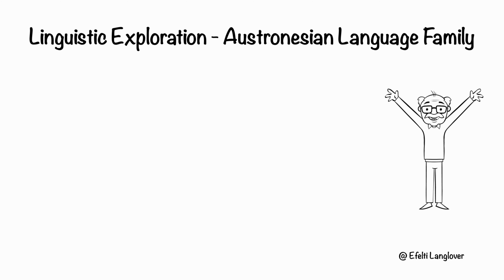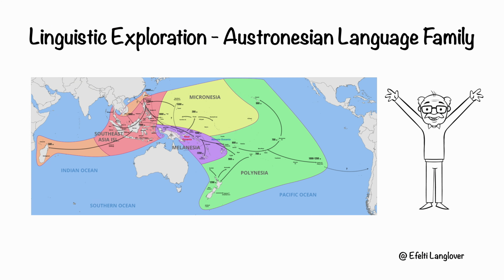The Austronesian language family is one of the most widespread in the world, covering half the globe, from Easter Island in the eastern Pacific Ocean to Madagascar in the western Indian Ocean. With around 1,200 languages, it is the world's second largest language family.